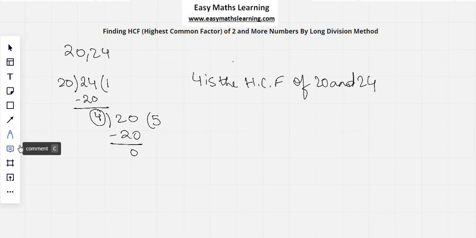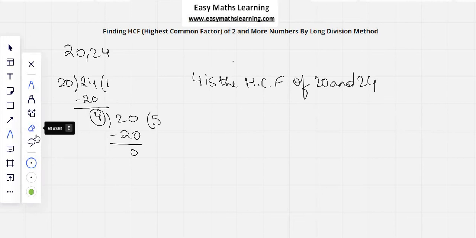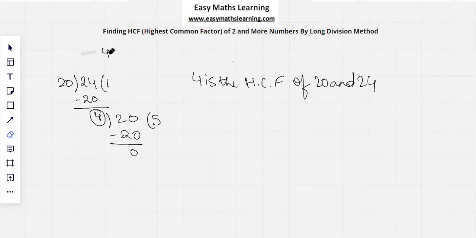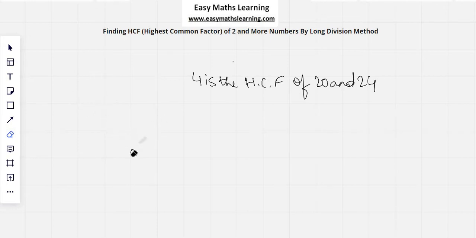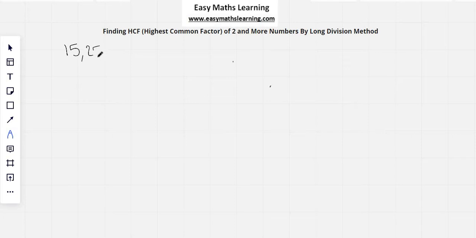Now I am going to show you how to find the HCF of three numbers using this long division method. Suppose I consider three numbers: 15, 25 and 75. Out of these, we will first divide the two smaller ones. So the middle number, 25, becomes the dividend for the first step, and the smallest number, 15, becomes my divisor.